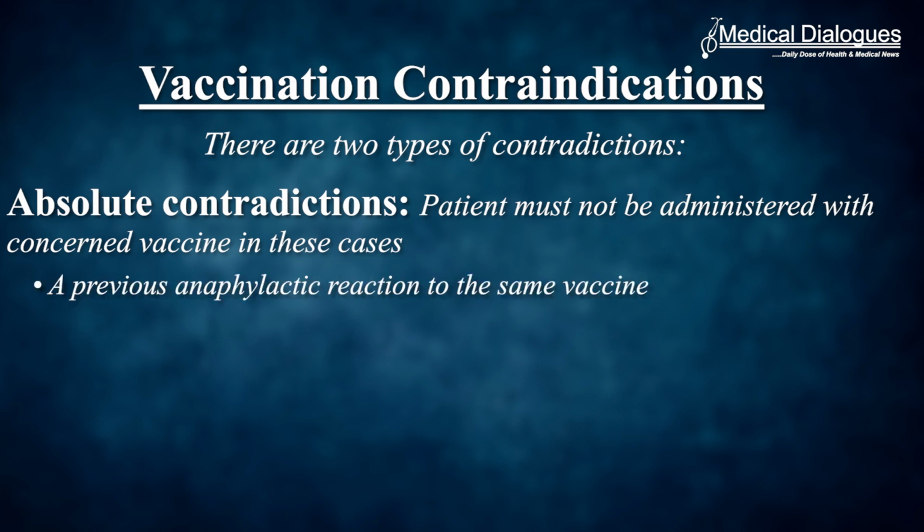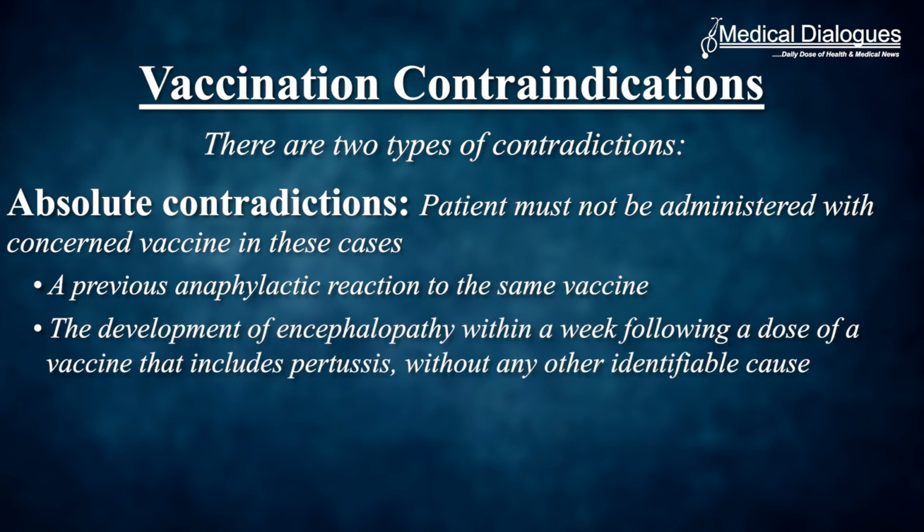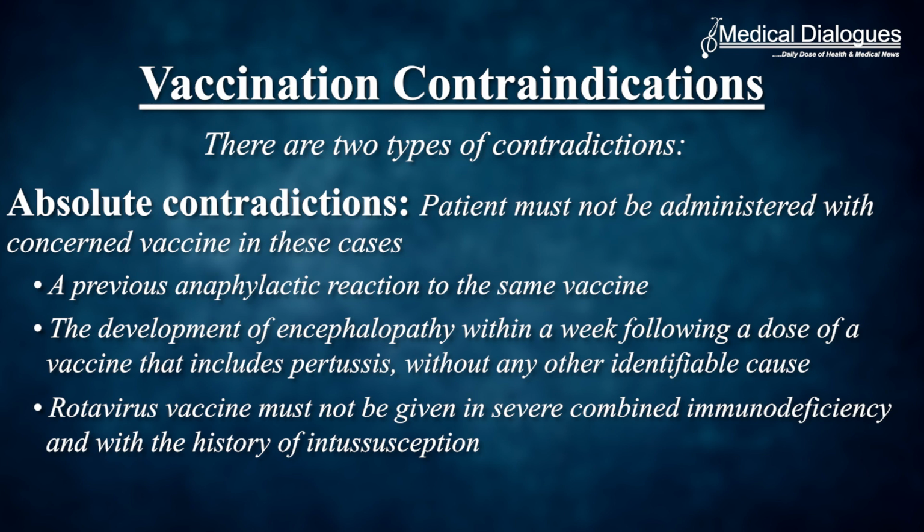Absolute contraindication: the patient must not be administered the concerned vaccine in these cases. 1. A previous anaphylactic reaction to the same vaccine. 2. The development of encephalopathy within a week following a dose of a vaccine that includes pertussis without any other identifiable cause. 3. Rotavirus vaccine must not be given in severe combined immunodeficiency, and with a history of intussusception.